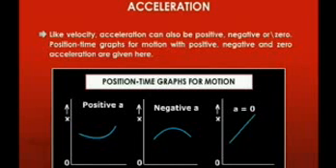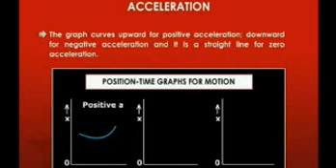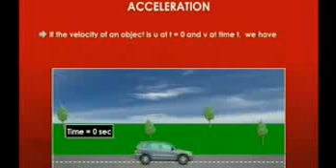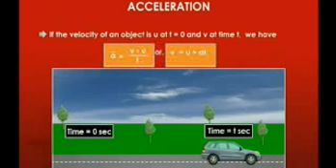The position time graphs for motion with positive, negative and zero acceleration are given here. Note that the graph curves upwards for positive acceleration, downward for negative acceleration, and it is a straight line for zero acceleration. If velocity of an object is u at t equal to 0 and v at time interval t, then we have average acceleration is equal to v minus u by t, or we can rewrite the given equation as v is equal to u plus at.